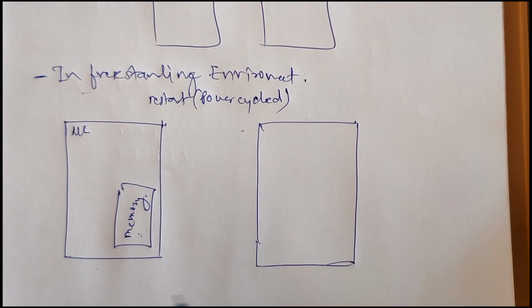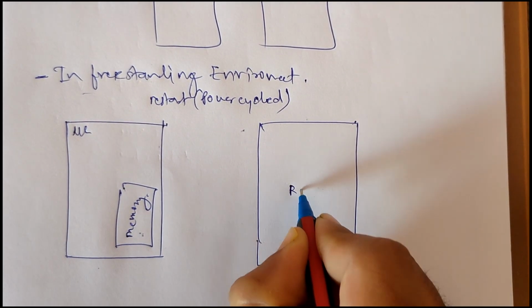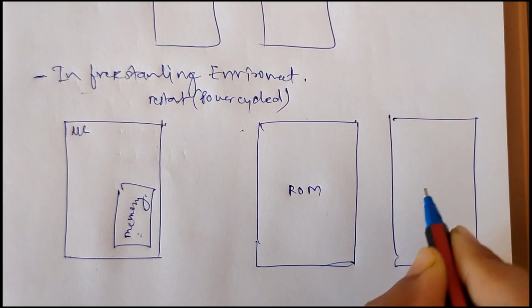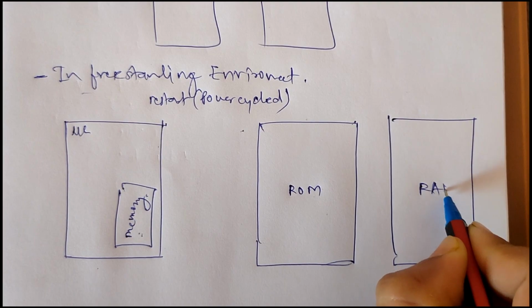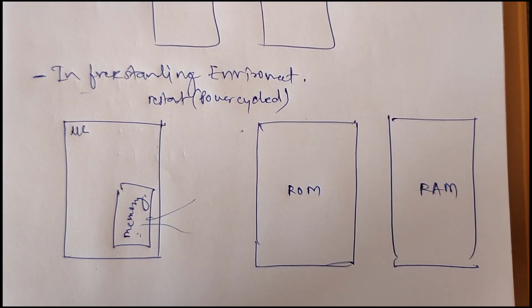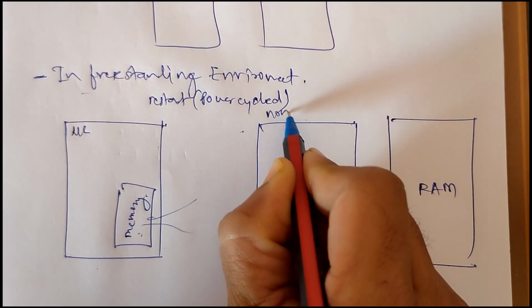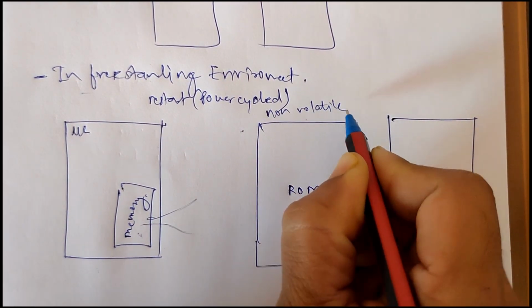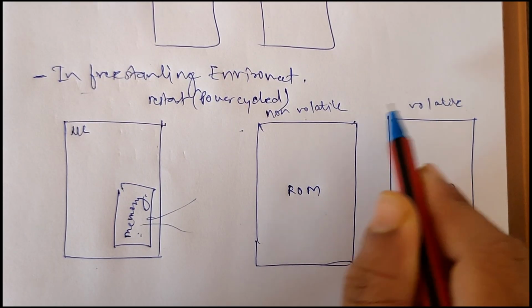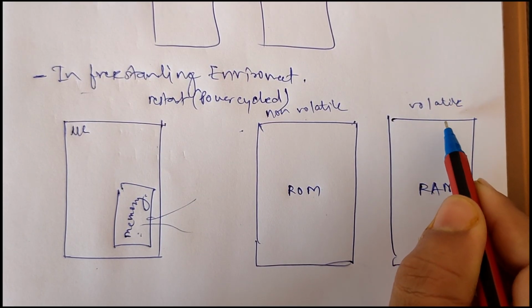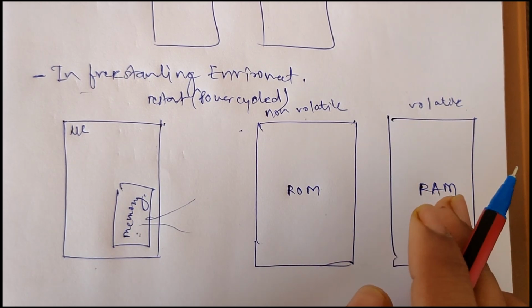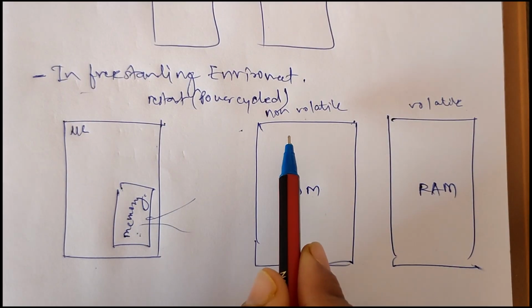Again I am drawing that: ROM, and here RAM. So ROM is non-volatile memory, and this is volatile. What are volatile and non-volatile? Volatile means when we power cycle or shut down, we switch off the power supply, the data will vanish. And non-volatile, data remains. This is the basic difference.